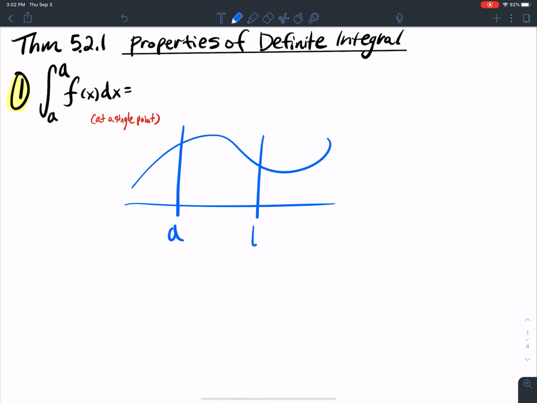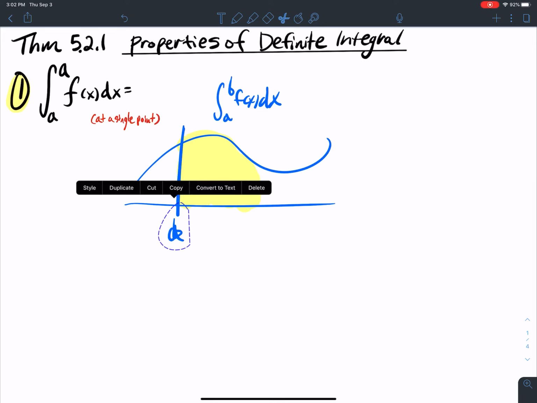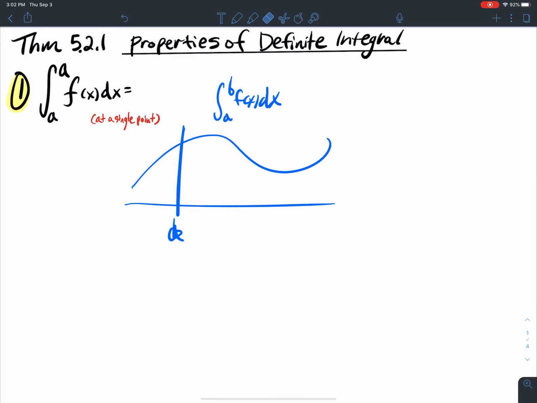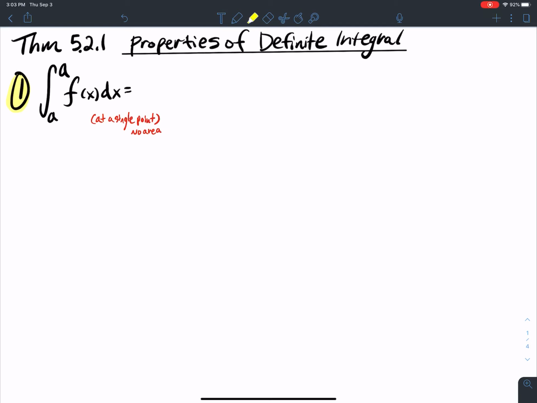I'm gonna make one. There you go. Okay, so if you're finding this integral, that's the integral from a to b of f of x dx, typically. However, from a to a, that means that a and b are the same, right? So what would happen here is you move this b all the way over here. And so now you're just trying to find the area of just this single line right here. So what do we know about the area at a point? At a single point, there is no area, and so this is equal to 0.